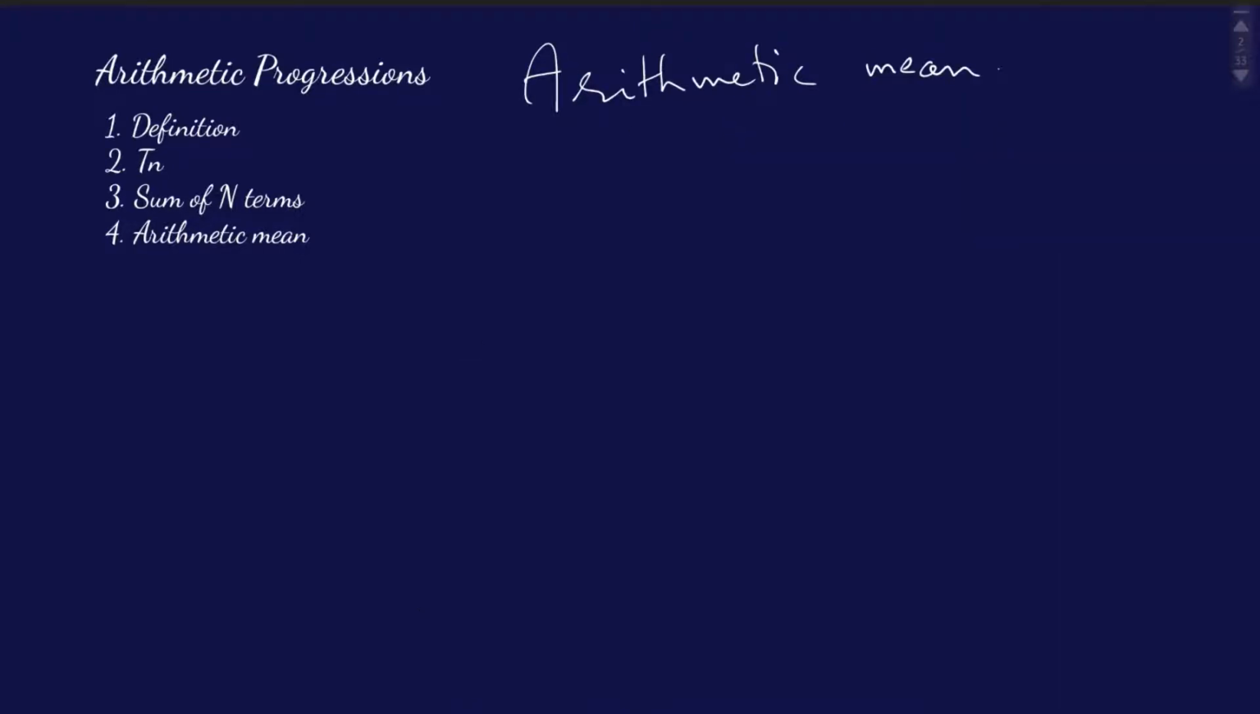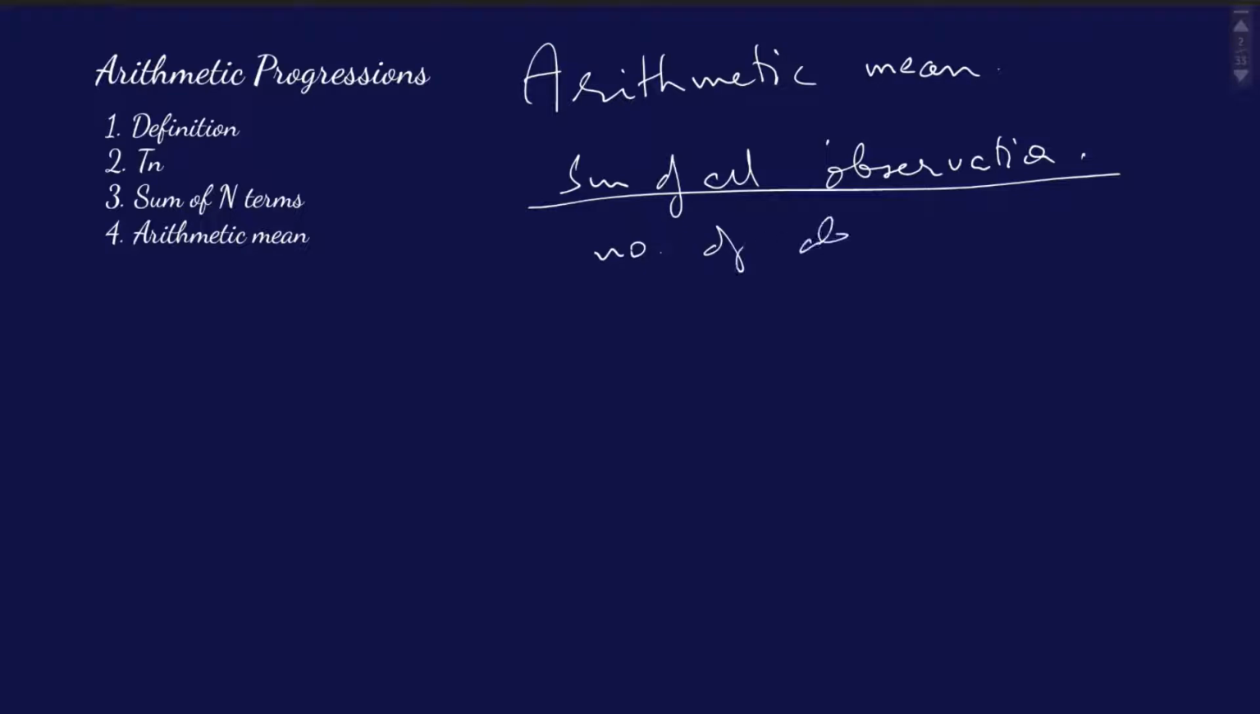Now let's talk about what arithmetic mean is. Arithmetic mean is simply the average, that is the sum of all observations divided by the number of observations. Let me take an example. What is the arithmetic mean of the series 2, 4, 6, 8? The sum of the observations is 20, divided by the number of observations, which is 1, 2, 3 and 4. So its arithmetic mean is nothing but 5.